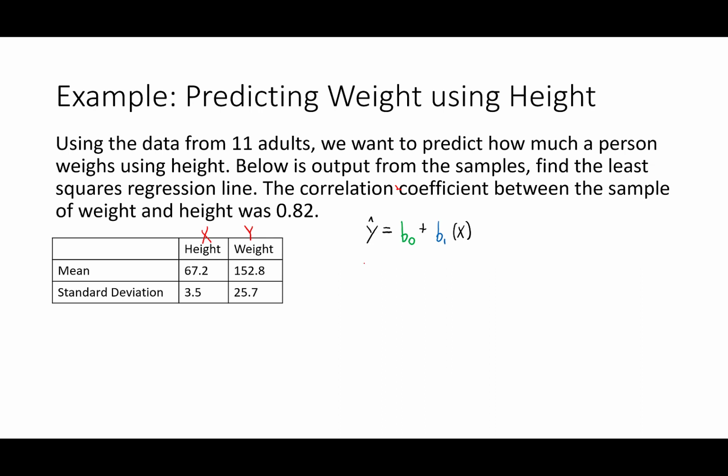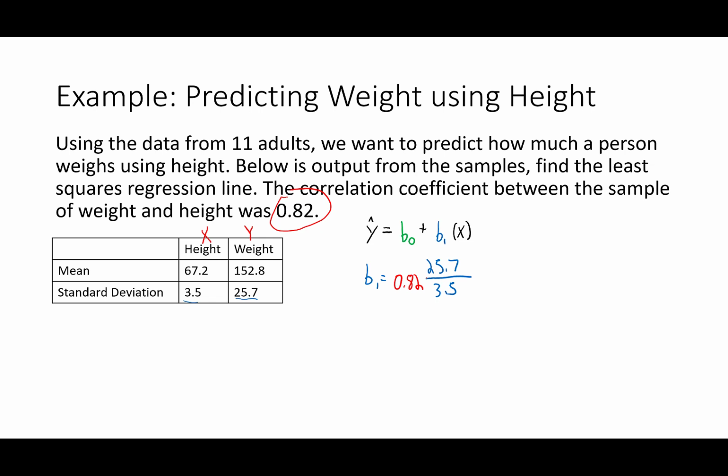what we'll do is we'll take our standard deviation of y, which in this case is 25.27. Again, since we're trying to predict weight. Our standard deviation of height is 3.5. And it's been told that the correlation coefficient, the linear relationship between weight and height, is 0.82. This will be the equation to find the line that best fits our data.